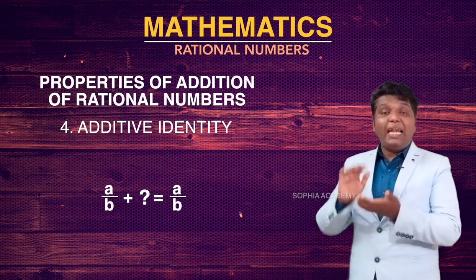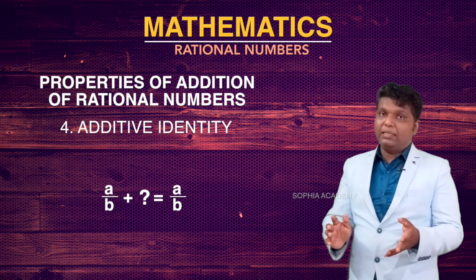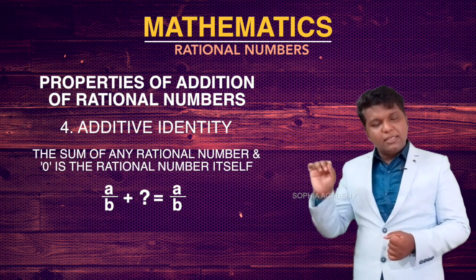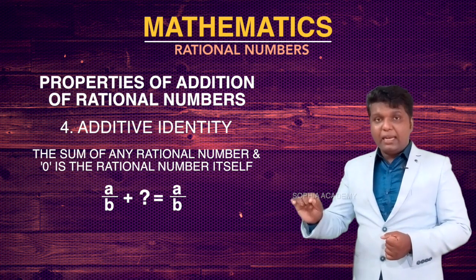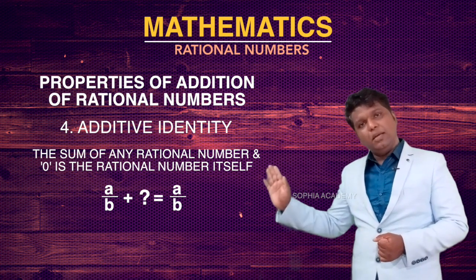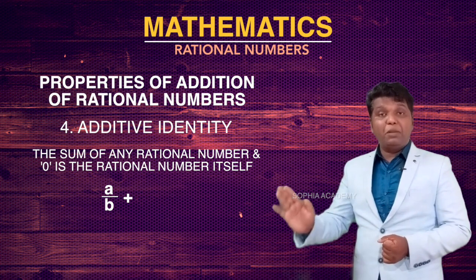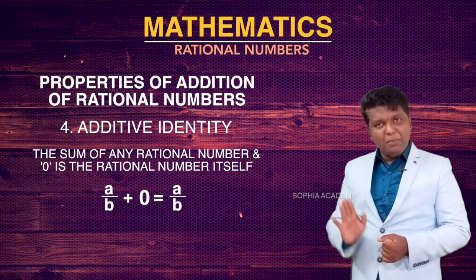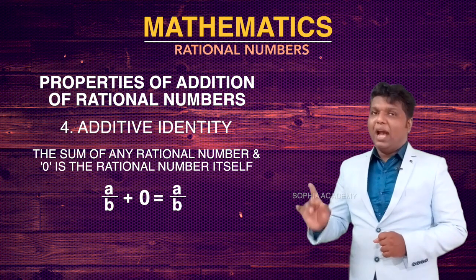What is that number? That particular number is what we call the additive identity. Actually, the additive identity is 0 itself, because if you add 0 to any rational number, it will be the same rational number, meaning a/b plus 0 will be equal to a/b itself. So that is what we call additive identity.